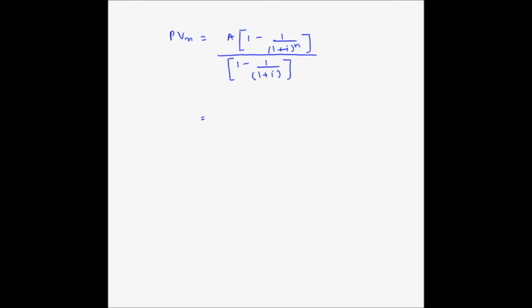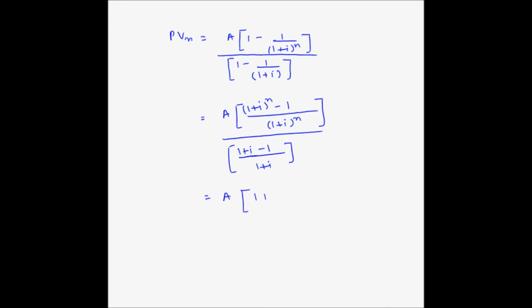So now let's take the LCM for the numerator as well as the denominator. So for the numerator, the LCM is 1 plus I to the power n. So the first one will become 1 plus I to the power n minus 1 divided by, for the denominator the LCM is 1 plus I, and the numerator will become 1 plus I minus 1. So this is equal to A into bracket 1 plus I to the power n minus 1 divided by 1 plus I to the power n. Now in the denominator this 1 gets cancelled with minus 1, so the denominator becomes I divided by 1 plus I.